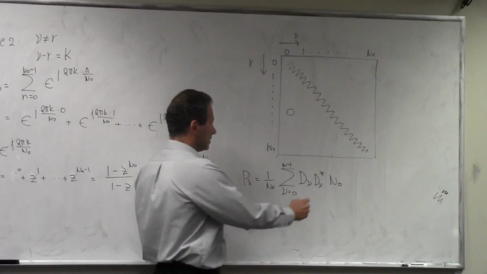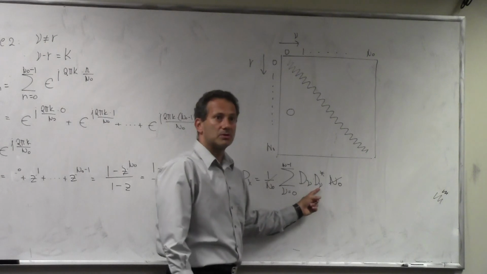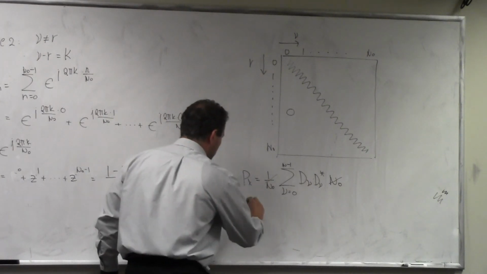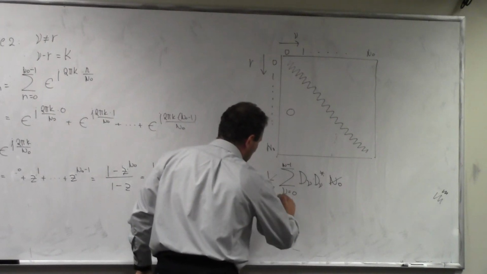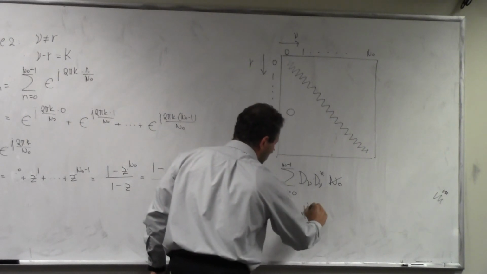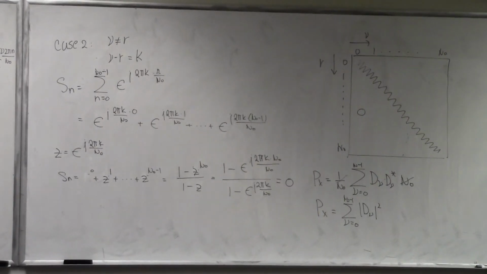And then you can see what happens. This n0 and n0 cancels. D nu times D nu complex conjugate is the magnitude of D nu. So you end up saying the power of this signal is the sum when nu goes from 0 to n0 minus 1 of the magnitude of D nu squared. That's what we want you to put.